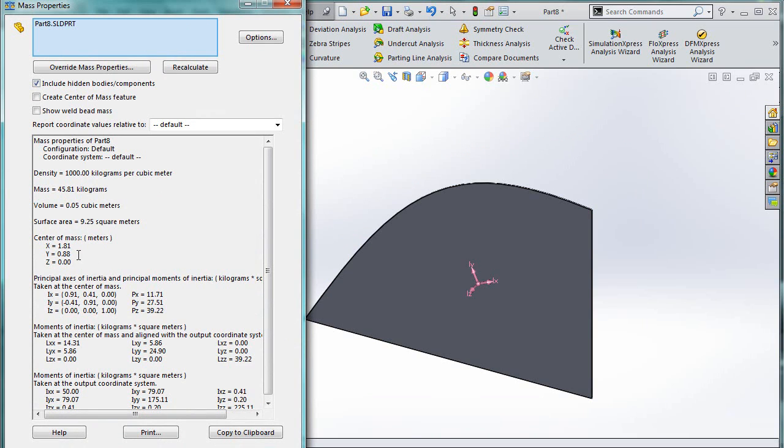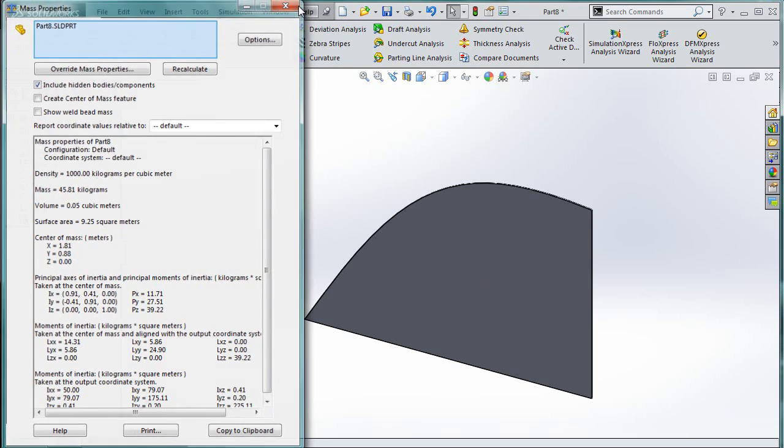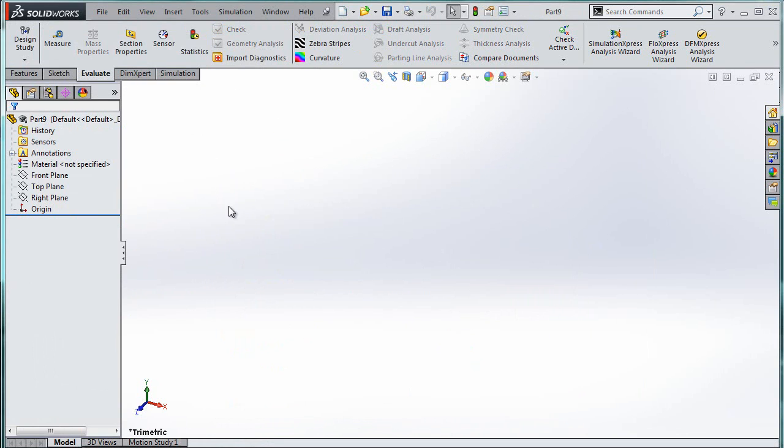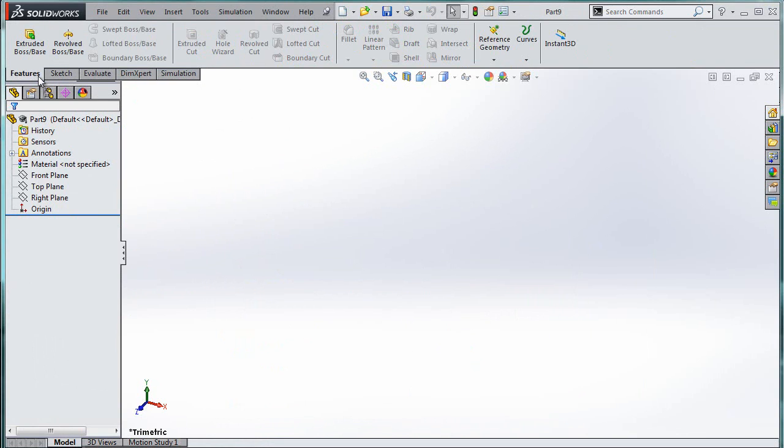All right, so let's go to the one that's going to be a little bit more fun, which is the wedge and block thingy. So essentially what I'm going to do now is I'm going to create 2 parts and make an assembly.